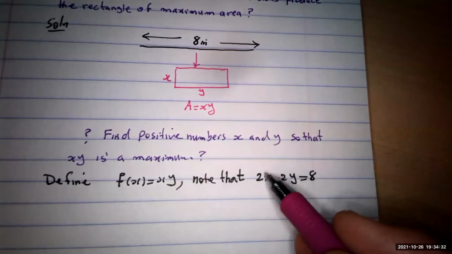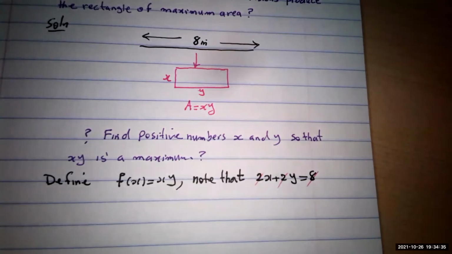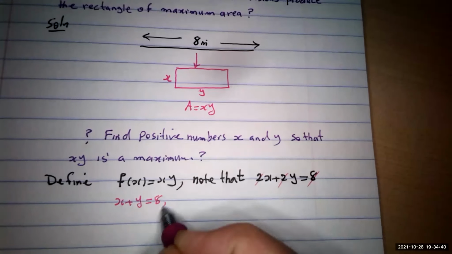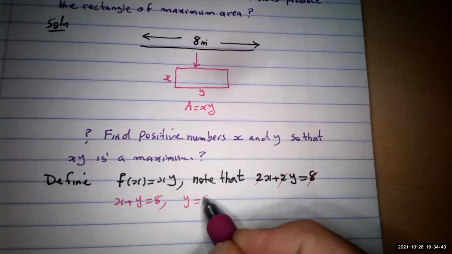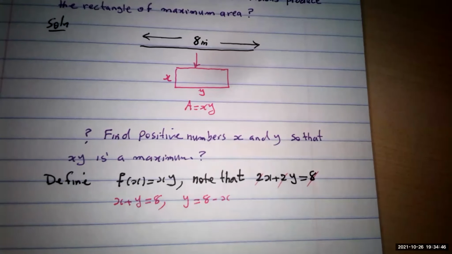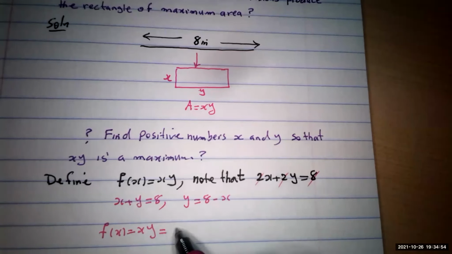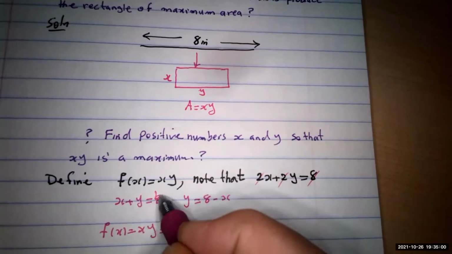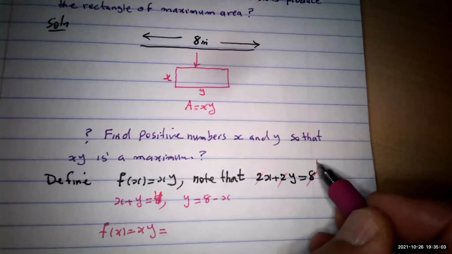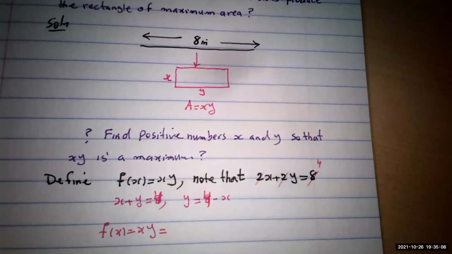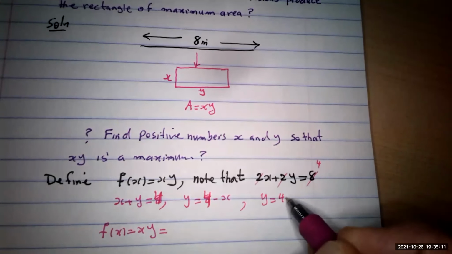So you can divide by 2 first. If you divide it by 2, that gives you x plus y equal to 8. Shouldn't that be x plus y equals 4? Oh, you are right. Yes, thank you. I didn't simplify that one. So that gives you 4. Then you can solve for y: y equals 4 minus x.